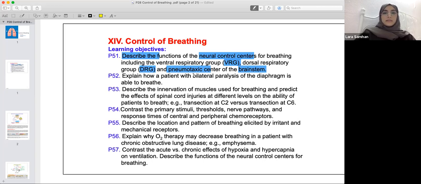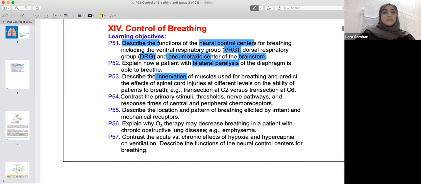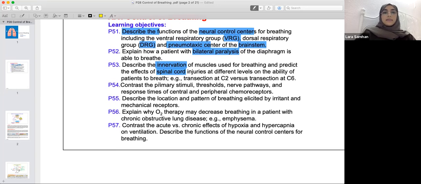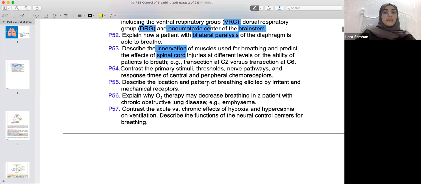Our second objective is talking about how a patient who has bilateral diaphragm paralysis usually breathes. In our third objective, we're going to talk about the innervation of the breathing muscles, and if there's, for example, any injury to the spinal cord, how things are usually regulated. Our next objective is to talk about the threshold, the stimuli, and the nerve pathways of the chemoreceptors, the baroreceptors, or the receptors in general.